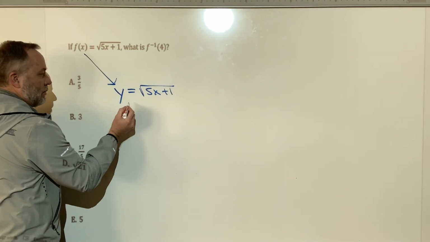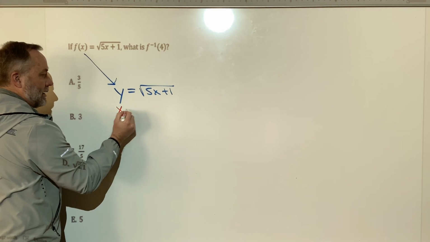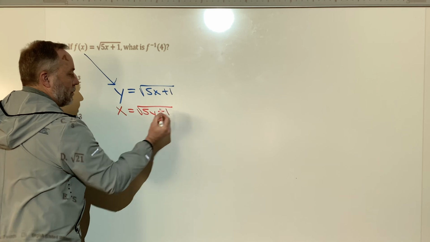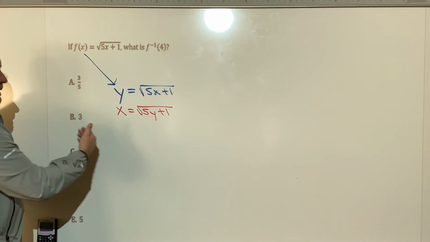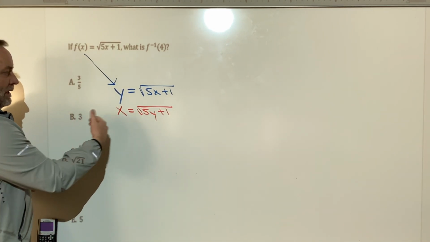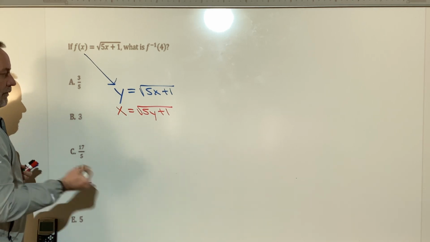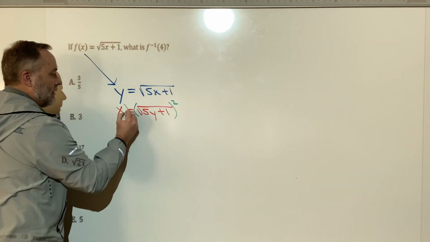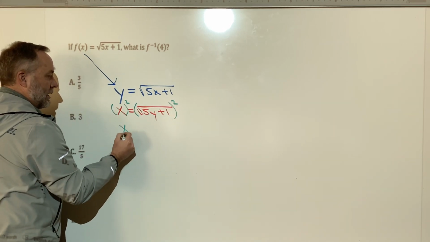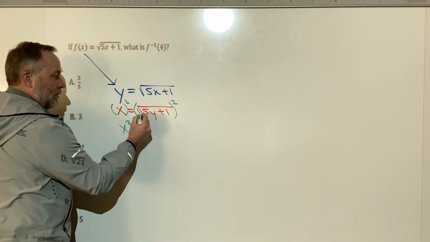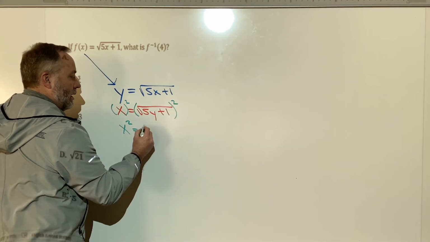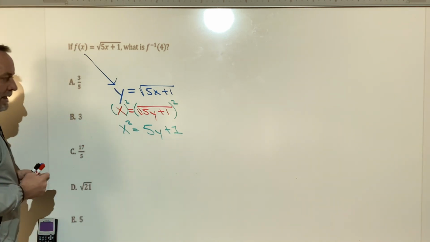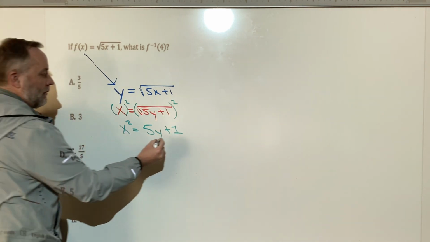So let's do that. Let's switch x and y. So now this would be x is equal to the square root of 5y plus 1. And now we just undo everything that's being done to y to isolate y. So the first thing we want to do is get rid of the radical. So let's square both sides. That leaves us with x squared is equal to the square root of 5y plus 1 squared, which is just 5y plus 1. And now let's subtract 1 from both sides.